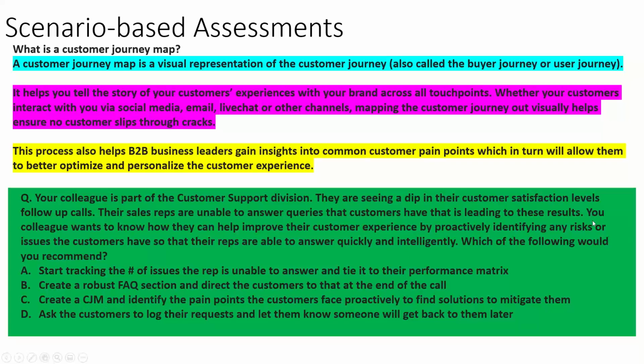In fact, if you remove this particular line, your colleague wants to know, and you just say that the reps are unable to answer queries that the customers have, that is leading to the results, which of the following would you recommend? I think if we remove this particular line, this still would hold. So that way you can make it a little bit more complex, because over here we're giving them the answers directly. By removing that, yes, it will be a little bit more difficult for the learners, because all the other options are also not incorrect, but C is the option that we want them to answer.